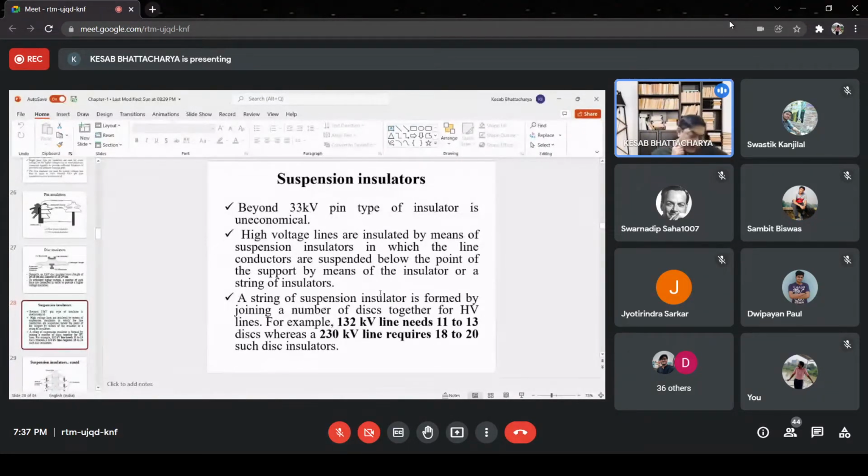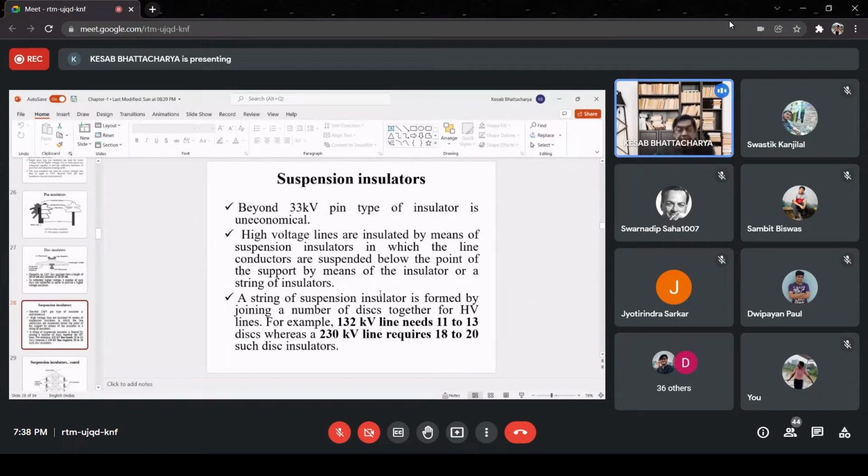Now in the last class we have seen that, so far as high voltage engineering is concerned, 4 or 5 different types of insulators need to be discussed. Those 5 types are pin type insulators, disc type insulators, suspension insulators, strain insulators, and post insulators. We discussed pin and disc type insulators in the last class. Today we have to discuss suspension type of insulators.